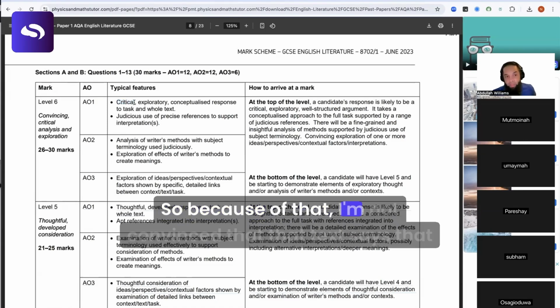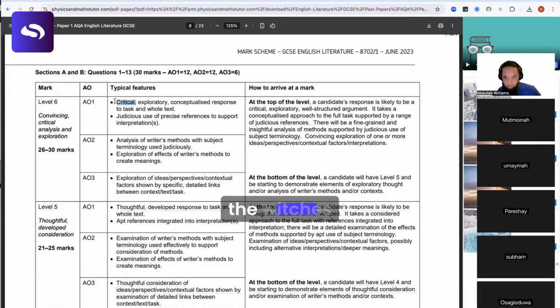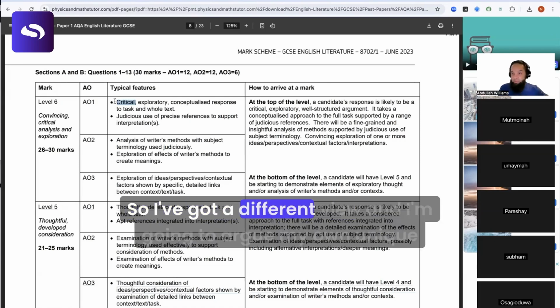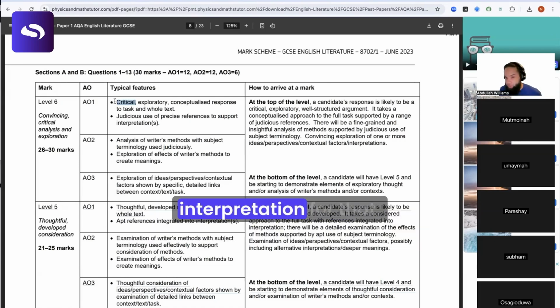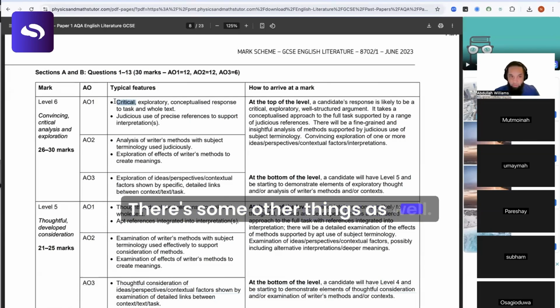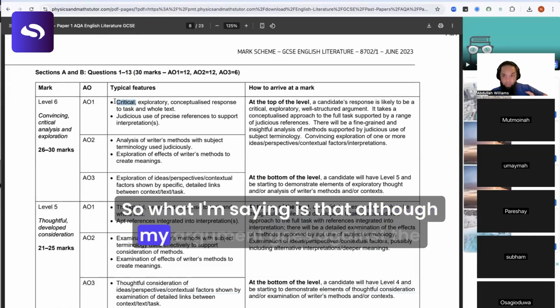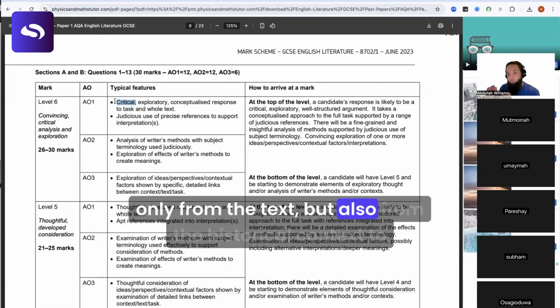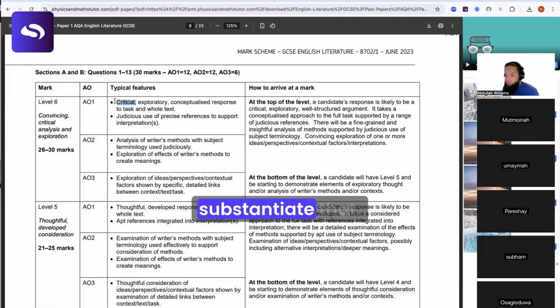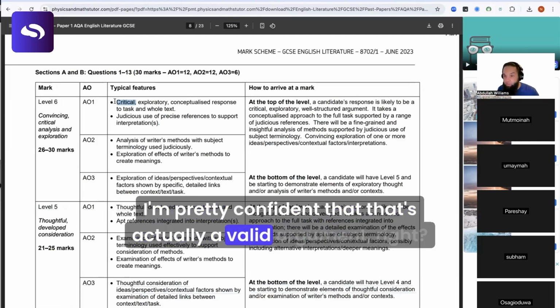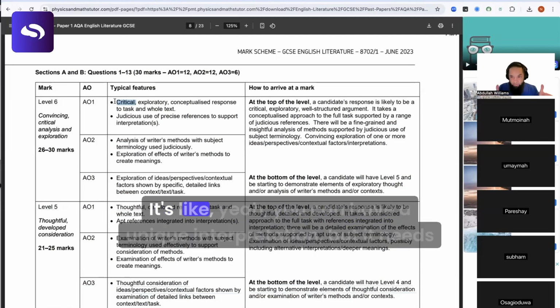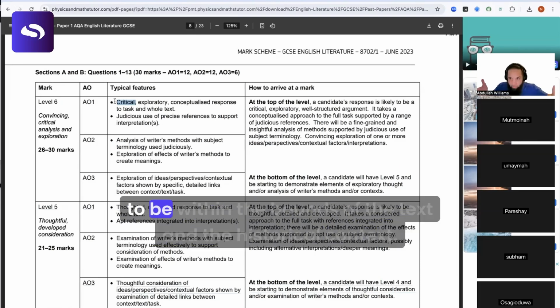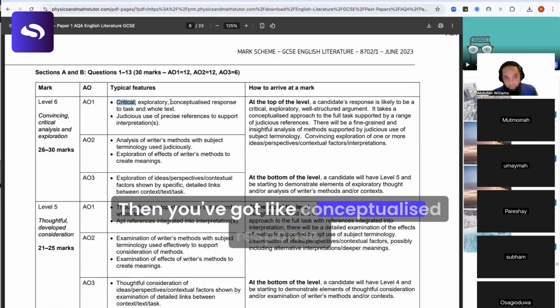Because of that, I'm not convinced that the text says that the witches control Macbeth. So I've got a different view, and I'm going to argue my own unique interpretation. There are some other things as well. Although my argument goes against the traditional argument, I think I've got a good amount of evidence, not only from the text but also from the historical context, to substantiate it. I'm pretty confident that it's a valid argument, right? So you have to be careful. You can have a unique interpretation, but it needs to be within the bounds of the text and the historical context. Then you've got conceptualized response.